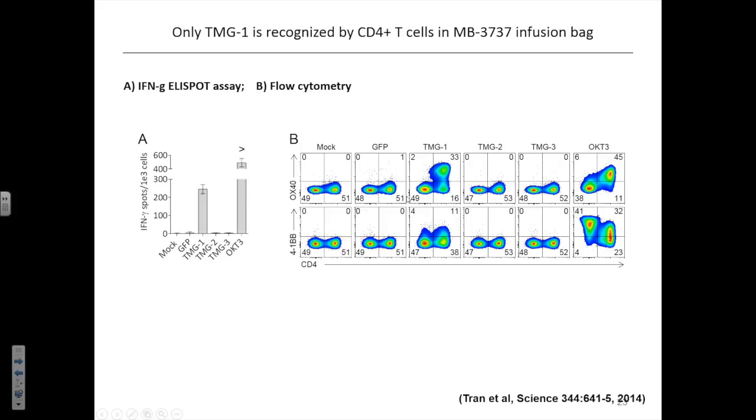But notice, interestingly, that the T cells in this co-culture with tandem mini-gene 1 were upregulating OX40, which is a molecule that gets upregulated by CD4 cells when they come in contact with their antigen. There was a small upregulation of 4-1BB, but mainly OX40, suggesting that this might likely be a CD4 cell that was recognizing this tandem mini-gene 1.